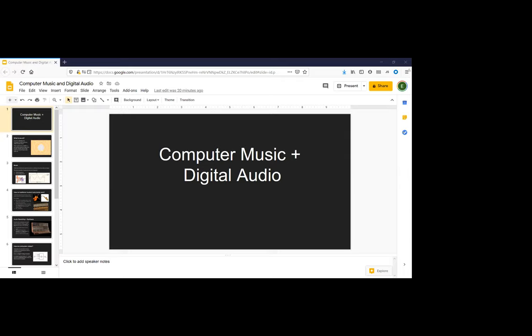Today's topic is computer music and digital audio. These weekend STEM sessions, as you could tell by the name, are meant to talk about different topics in science, technology, engineering, and math, and how people use them in the real world. We came up with this idea because we want to show that it's not 100% for career purposes that you might want to use computers or technology or mathematics, science, and so on.